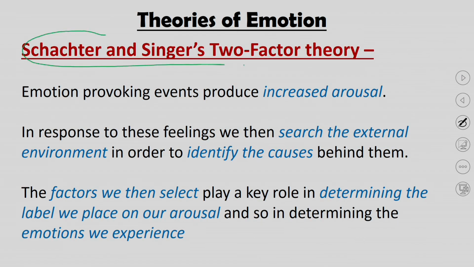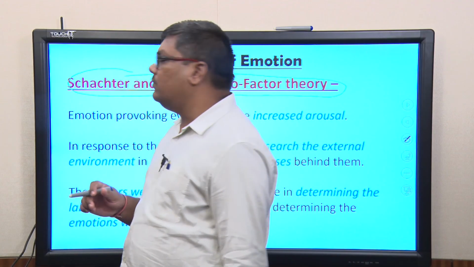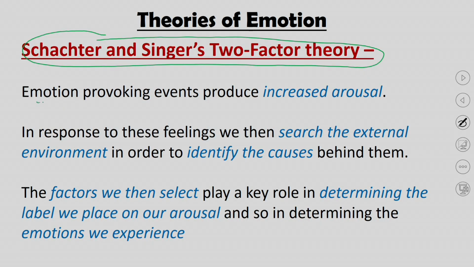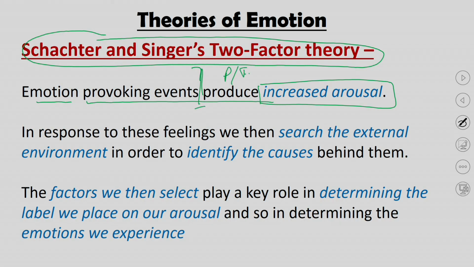Another interesting theory that has been proposed, and that is a more apt theory of emotion, is the Schachter and Singer theory. And what is the Schachter and Singer theory? It says that emotion provoking events produce increased arousal. The first step in emotion, according to this theory, is that emotion provoking events, the stimuli, the person-environment interaction, produce increased arousal. So, those situations that cause emotion, like receiving a prize or somebody shouting at you, actually lead to increased arousal.